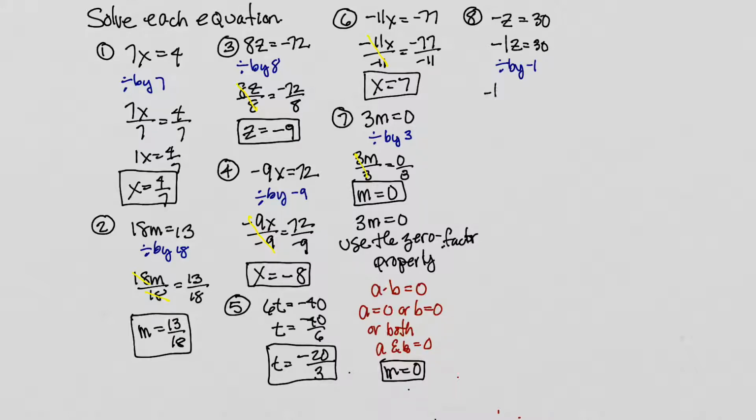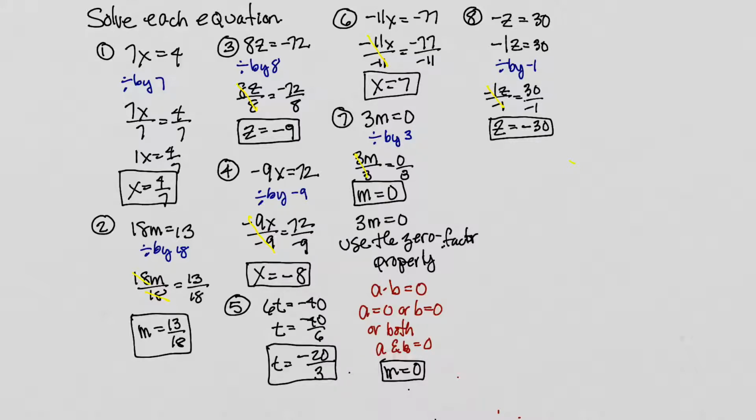We'll write it out. Negative 1z over negative 1 equals 30 over negative 1. And negative 1 into negative 1 is once. So on the left side, we're going to get z equals, on the right side, positive divided by negative is negative, and 30 divided by 1 is 30. So we have that solution.